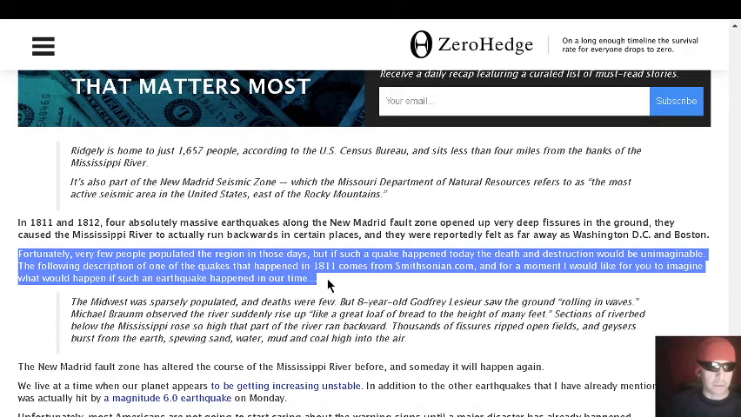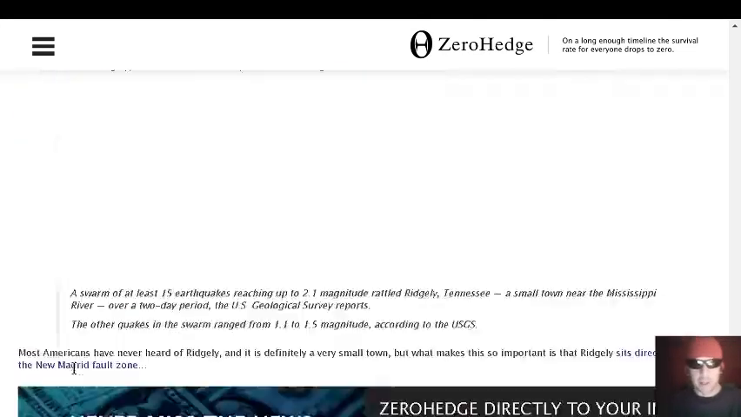Fortunately, very few people populated the region in those days, but if a quake happened today, the death and destruction would be unimaginable. One of the quakes in 1811, from Smithsonian.com, here's a quote: "The Midwest was sparsely populated and deaths were few, but 8-year-old Godfrey Lesueur saw the ground rolling in waves. Michael Brahm observed the river suddenly rise up like a great loaf of bread to the height of many feet. Sections of riverbed below the Mississippi rose so high that part of the river ran backwards. Thousands of fissures ripped open fields, and geysers burst, spewing sand, water, mud, and coal high into the air."